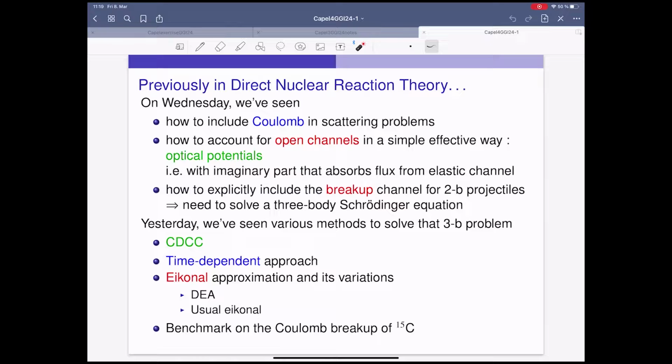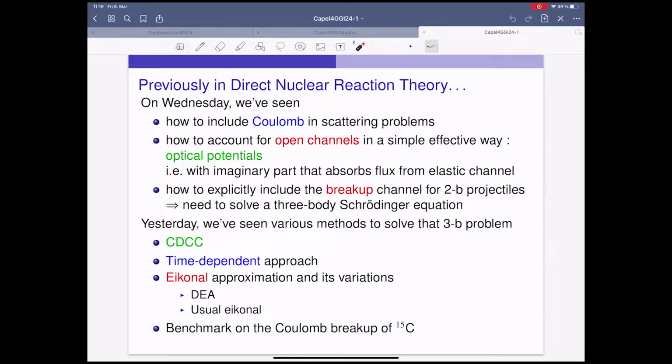In the last classes, what we've seen mostly on Wednesday is how to include a Coulomb interaction in the problem, and how to account for open channels using the optical potential, so the optical model. And we've also seen that you really need to include the breakup channel to correctly reproduce the elastic scattering of halo nuclei, so of loosely bound systems.